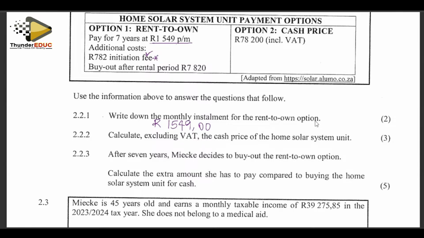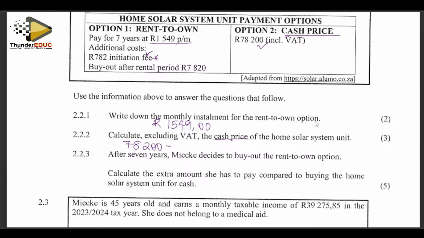Calculate the cash price excluding VAT. Now we are going to the cash price, excluding VAT, of the home solar system unit. Here we are. This is the cash price, but this already includes VAT. We need to remove VAT. What we do when we are removing VAT, we always divide.